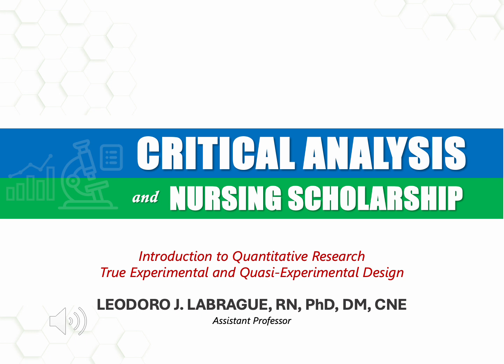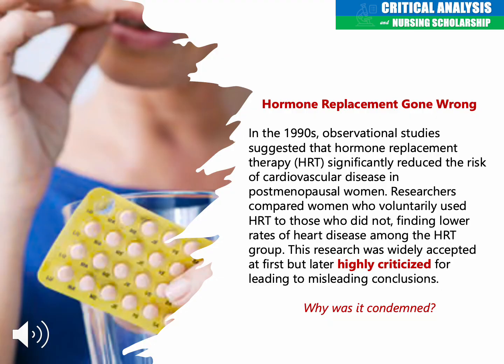And today we're going to start our discussion in quantitative research. In particular, we're going to discuss two major types of quantitative research. First, the true experimental research design, and the second one is the quasi-experimental research design. Let us start our discussion by presenting a real-world example that highlights why research design matters so much.